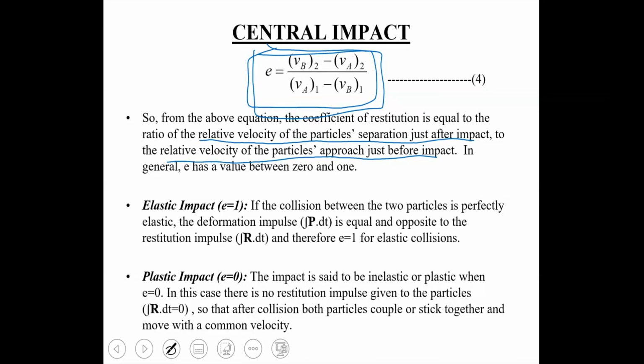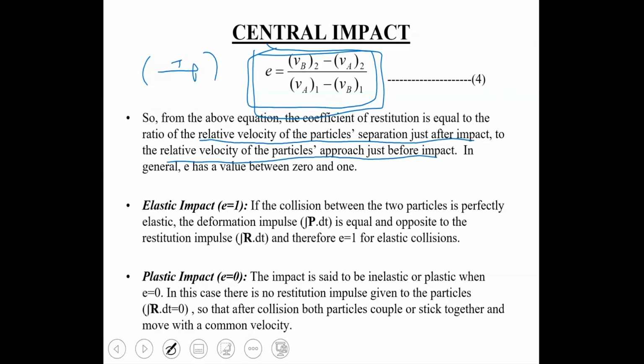In the next step, you are going to apply the coefficient of restitution equation along the line of impact in order to find out the second equation. Coefficient of restitution आपको तमाम problems में known होता है, जिसकी मदद से आप इन दोनों equations को simultaneously solve करके अपनी final velocities का magnitude निकाल सकते हैं. यहाँ तक तमाम चीजें clear हैं. उसके बाद फिर हम थोड़ा सा discuss करते हैं इस coefficient of restitution को.